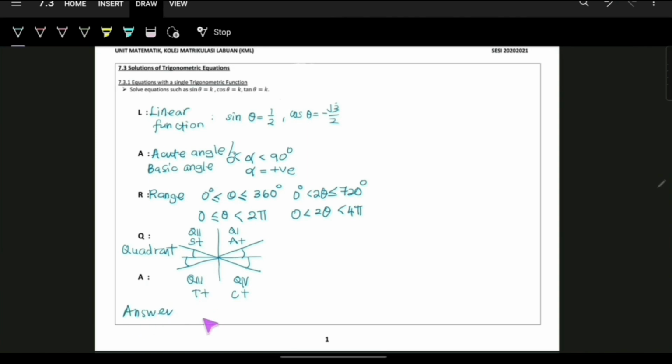And A finally is for the answer. For example, theta is equal to what? Or for example, you have 2 theta equal to what? But this is not the final answer. You need to find what theta is, so divide by 2. For example.